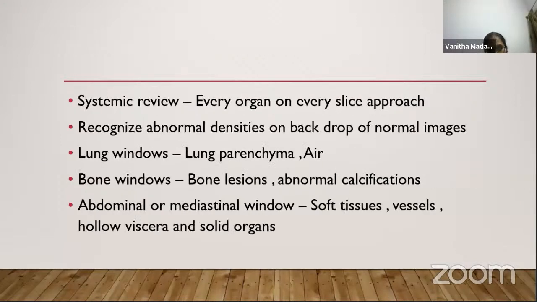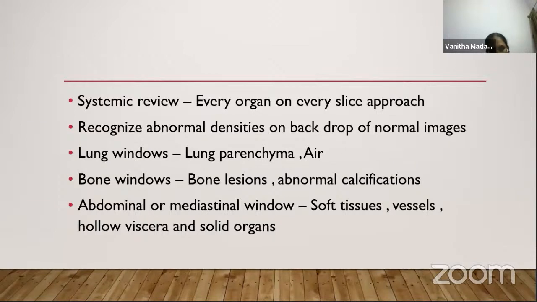And the systematic review will be in a pattern of every organ and every slice approach, that we have to focus on a single organ at a time. And the key in interpreting a CT scan is to recognize abnormal densities on the backdrop of normal images.